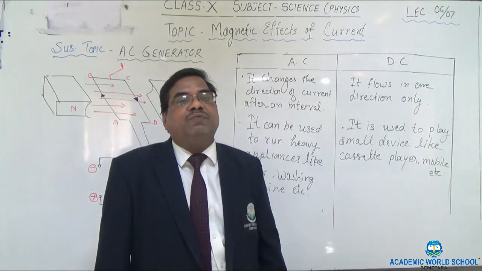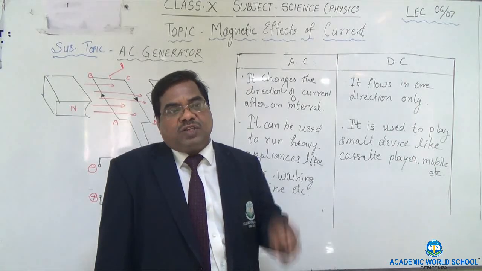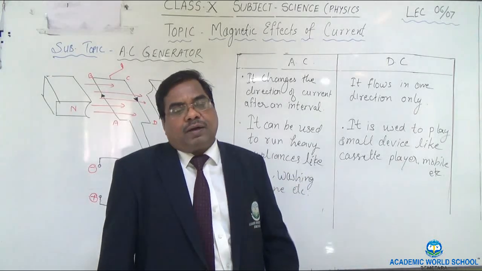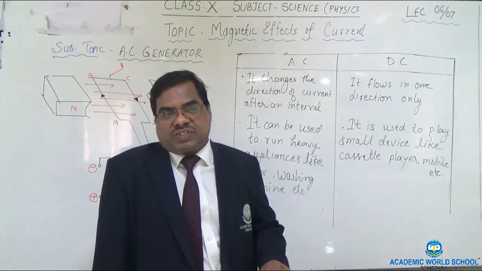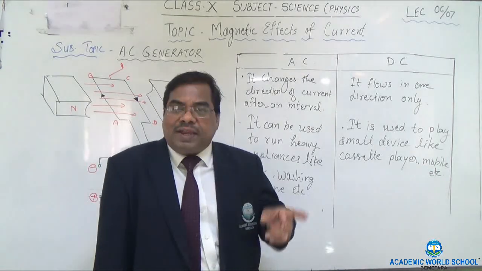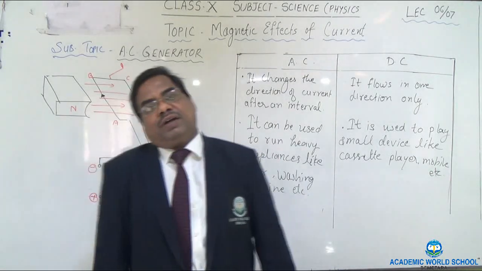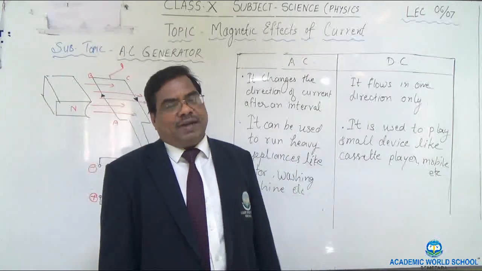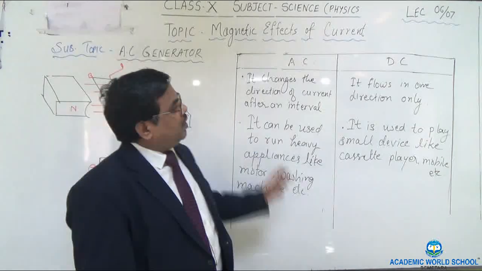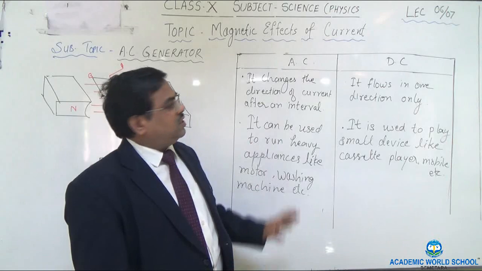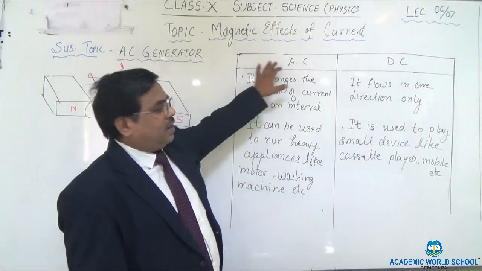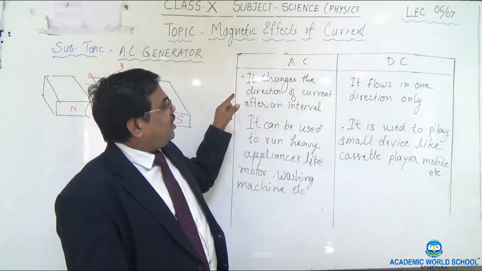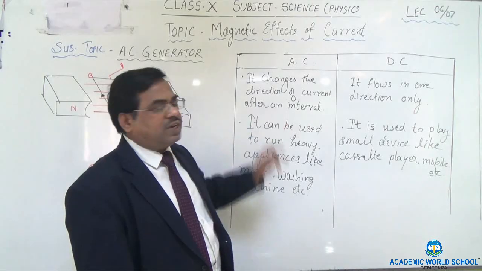But the current which you get from the main supply in the switchboard has reversing potential. The terminals are not fixed. The polarity is not fixed. The direction of the current continuously changes. So we have got two types of current, alternating current and direct current. I have made a column to show you the difference between the two. Alternating current, in simple language you can call it AC. So AC is the type of current which changes the direction after a fixed interval.